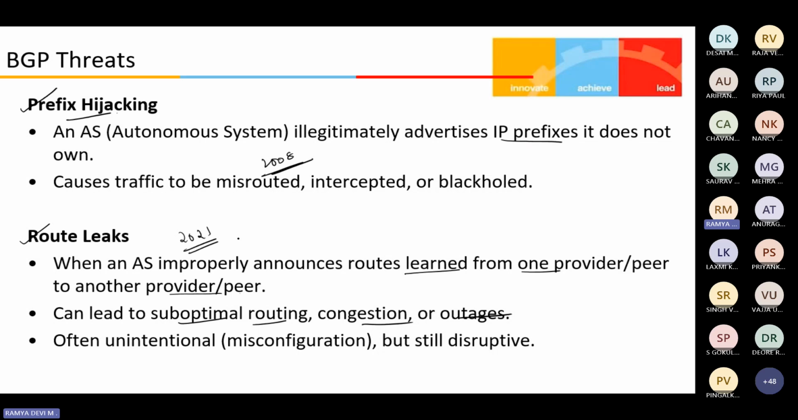We just saw that in 2021, the route leak by Rostelecom caused large-scale traffic redirection in the recent year. So prefix hijacking and route leaks are security problems, and they are critical to protecting internet stability. The main problems are prefix hijacking and route leaks. In addition to that, we have 7 more BGP threats.